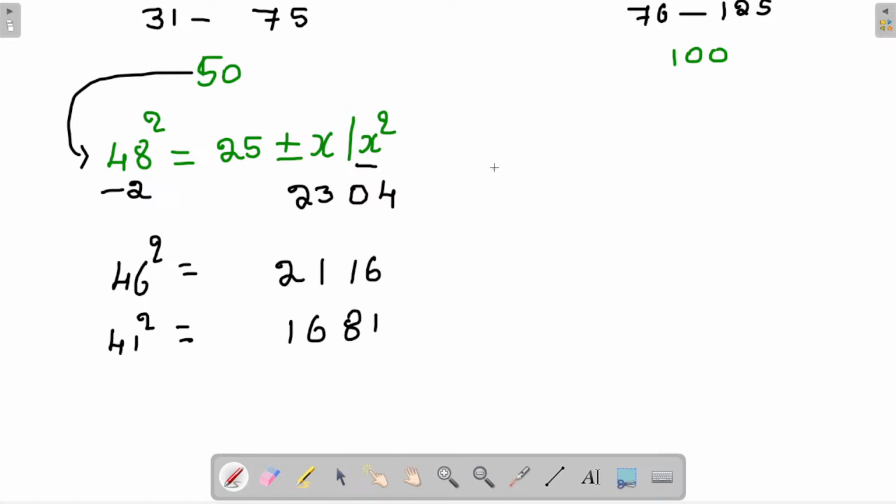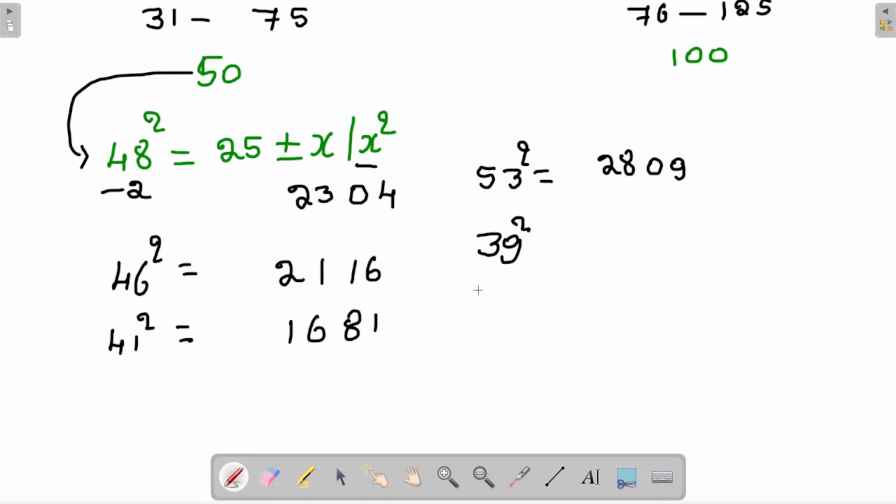So for example, 53 square. What's the difference? Plus 3. Good. Plus 3 is the difference. Right side, 09, okay, not 9. 09. Then 25 plus 3, because plus 3 is the difference. Then your answer will be 28. 2809.